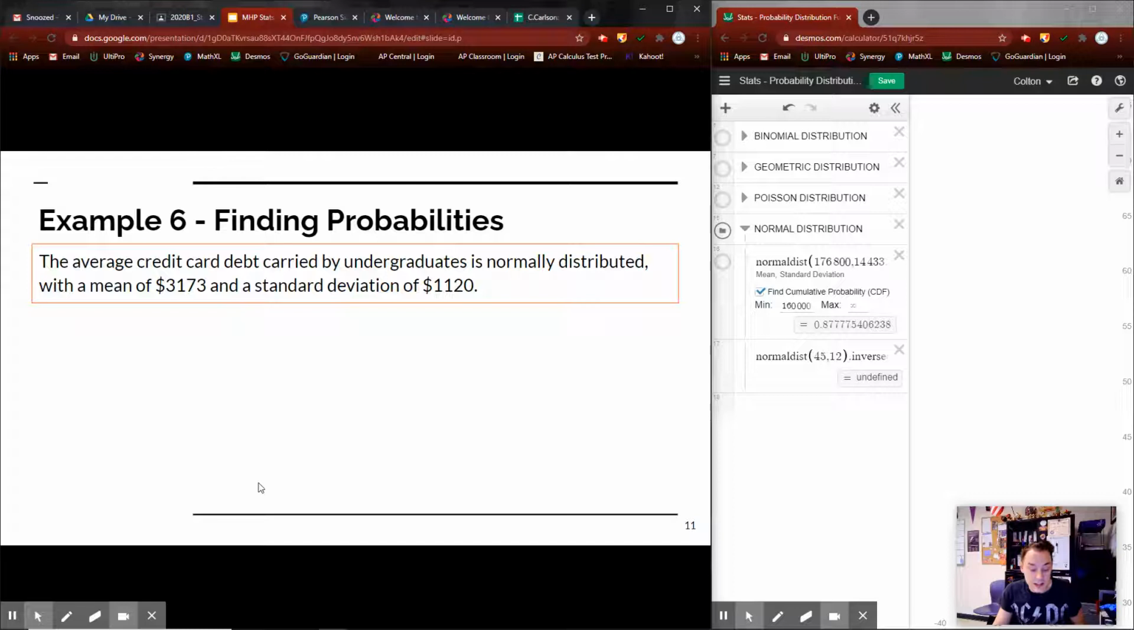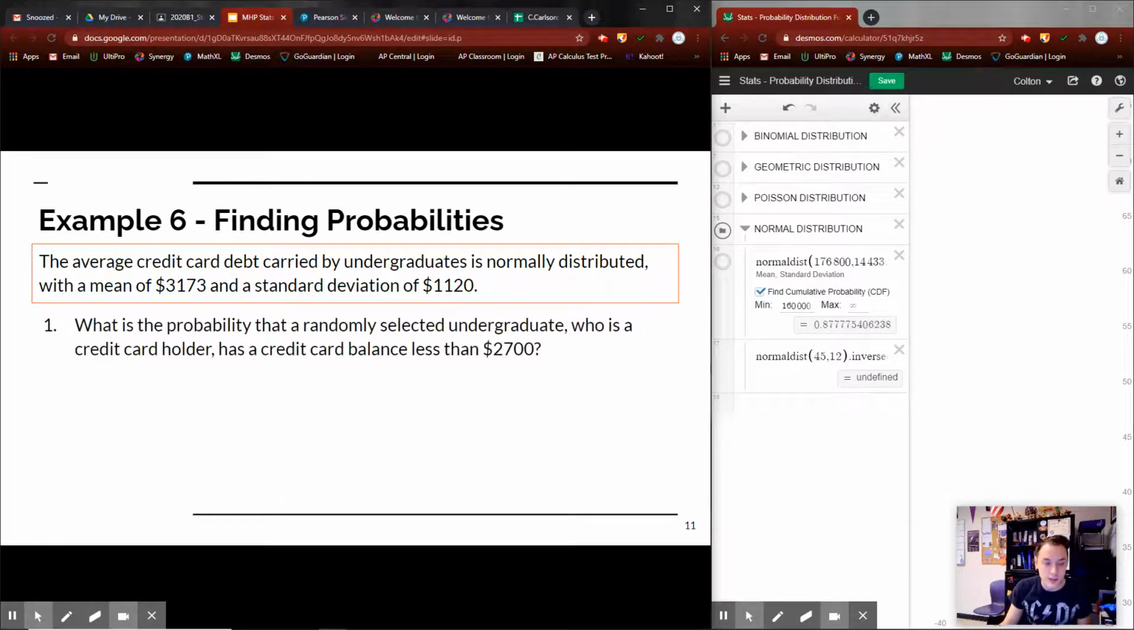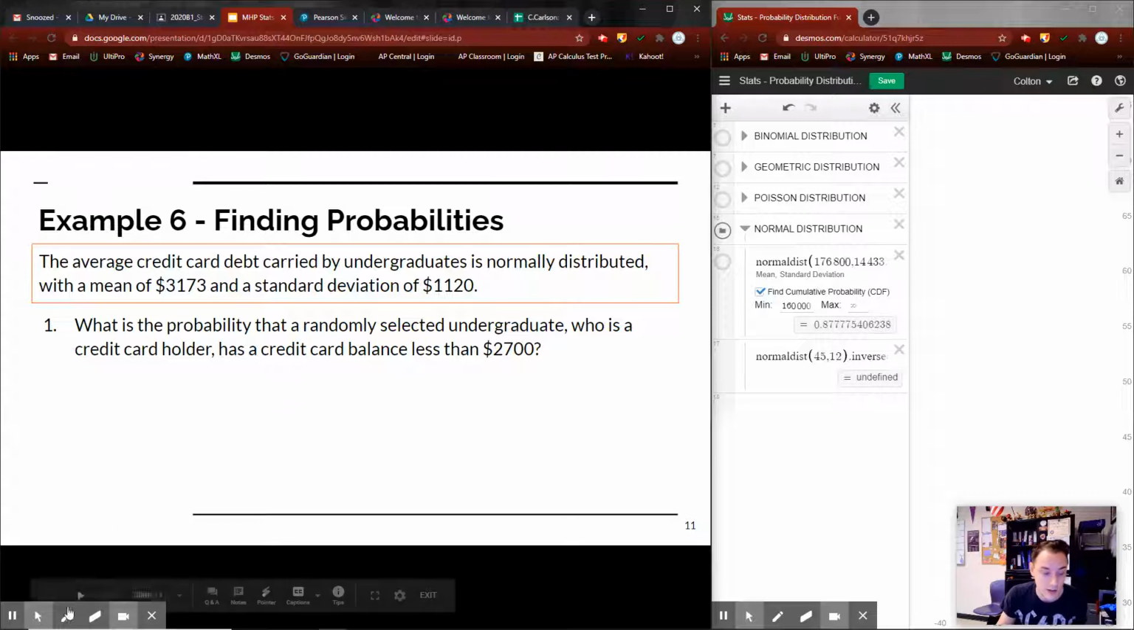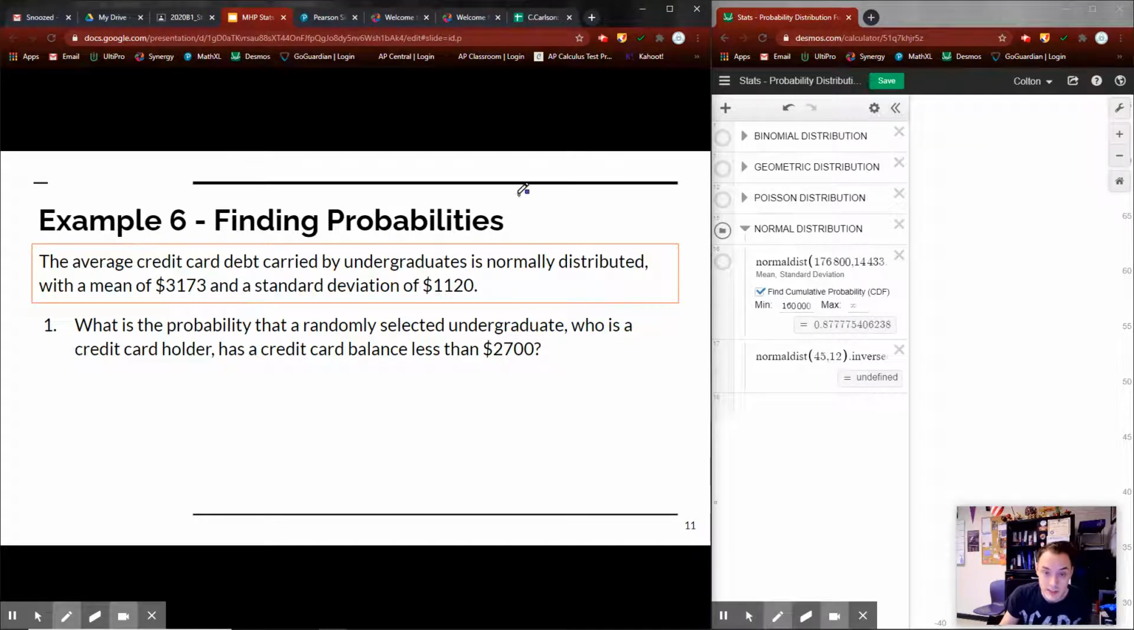So this one doesn't need a z-score, and we're not going to find the z-scores for this. This is 1. What is the probability that this randomly selected undergraduate is a credit card holder and has a credit card balance of less than $2,700? So what will this actually entail here?